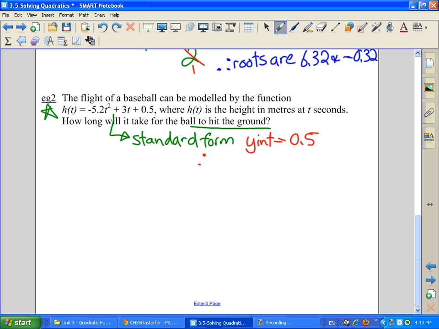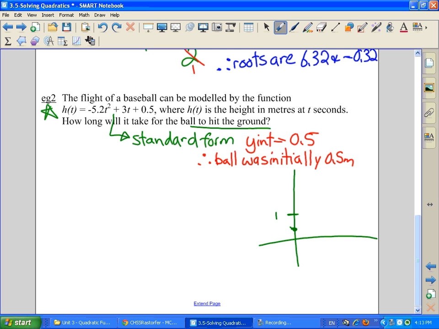So therefore, the baseball was initially 0.5 meters high when it was hit. So it gives us the initial height. Now, in order to find when the ball hits the ground, let's just draw a quick sketch of what we know. We know initially the ball was hit at 0.5 meters, so this is 1 meter here. We know it was hit at 0.5. The ball's going to go in the air and come back down.